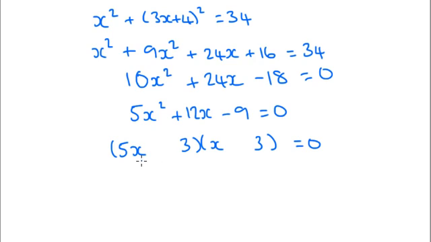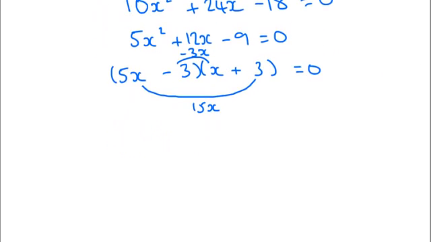And the answer is yes, because I'm going to get 15 x's here if this is positive, and then take 3x if that's negative. So that will give me my 12x, and it will also give me negative 9 when I multiply. So that's the correct factorisation, and that will then lead to x being either equal to 3/5 or negative 3.